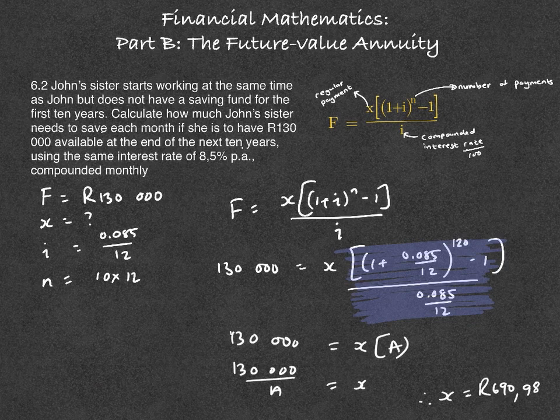You would recall that John saved 300 Rand a month for 10 years, and then he just leaves the money, and for 10 years he gets interest. So it actually only cost him 300 Rand a month for 10 years. So this one, for John's sister, didn't start immediately, so it will cost her 690 Rand, almost 691 Rand, for 10 years to get to the same value of 130,000 Rand.